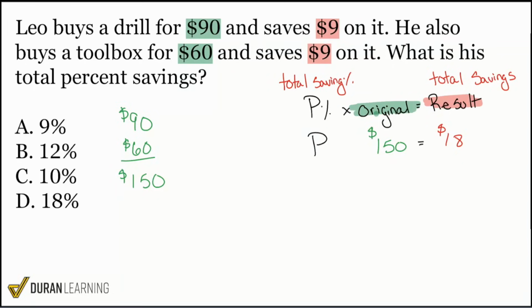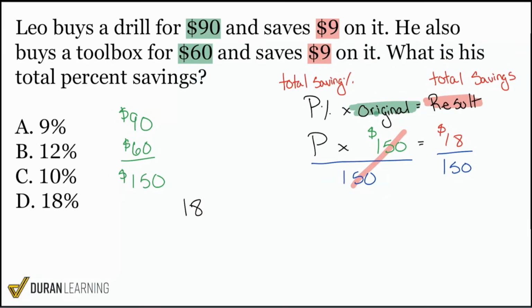And so here we go. P times 150 equals 18. And to get this correct now, we will divide both sides by 150. On the left side, we'll notice the cancellation. And now we just have to figure out what 18 divided by 150 is. So let's get that done.